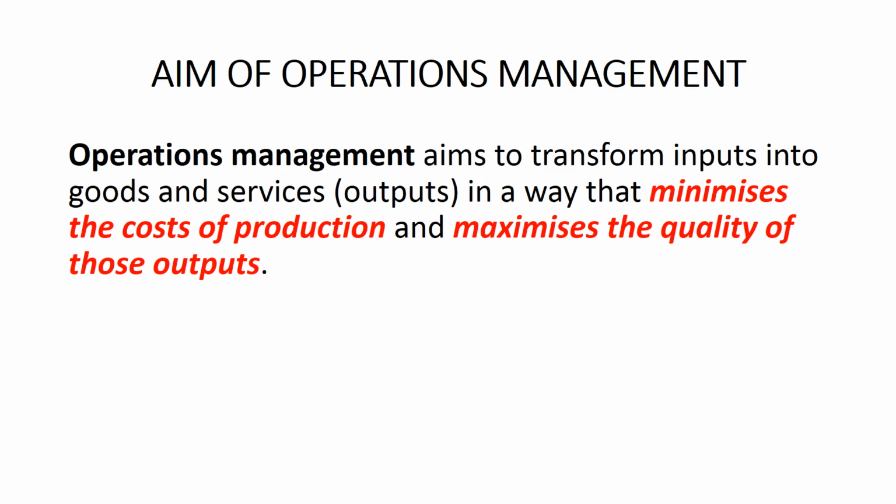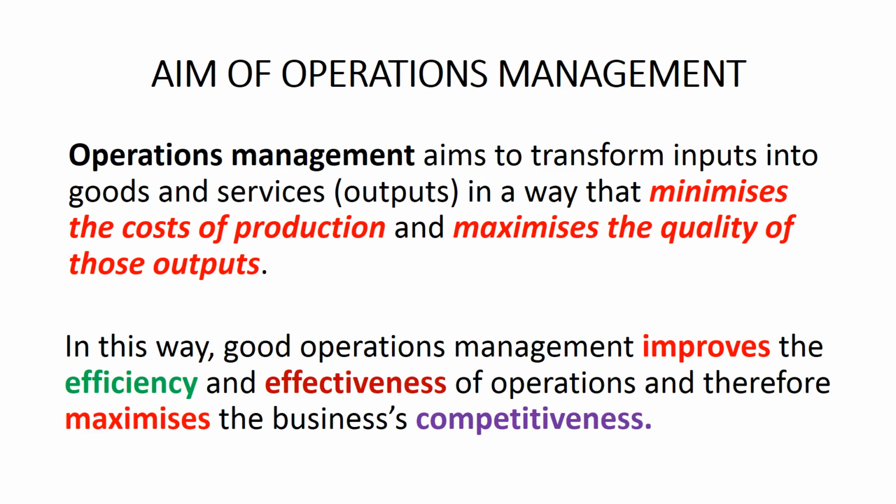Put another way, the aim of operations management is to make the best use of the operations system of a business. That is, to optimise the operations of the business. By minimising the costs of production and maximising the quality of outputs, good operations management improves the efficiency and the effectiveness of operations and therefore maximises the business's competitiveness. I've explained these concepts in a previous video.